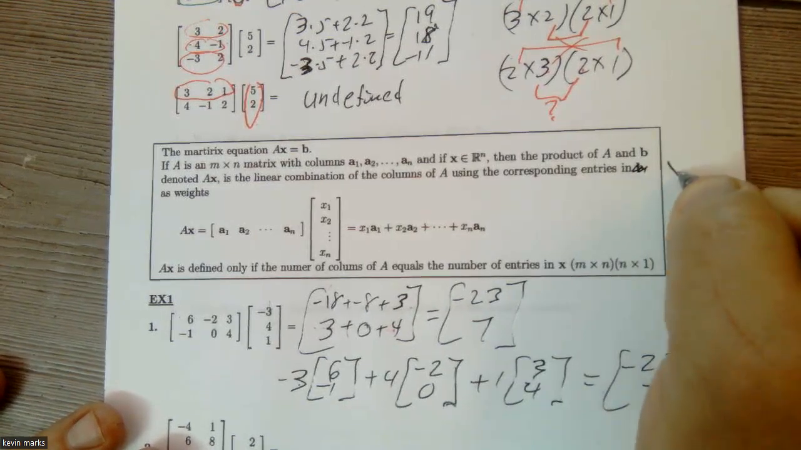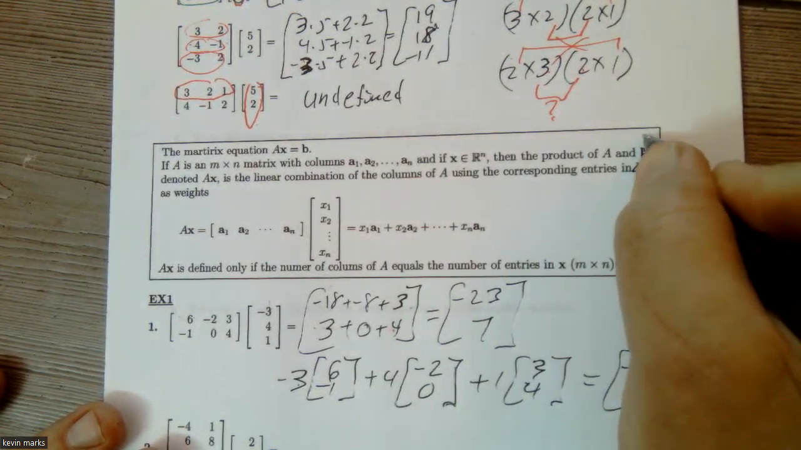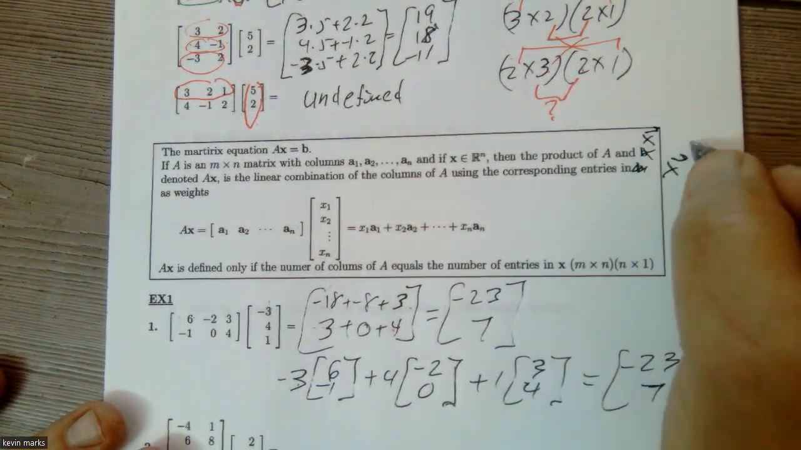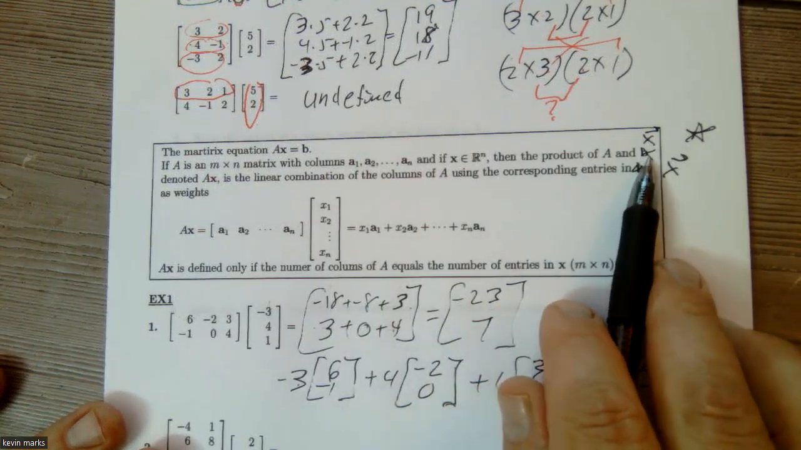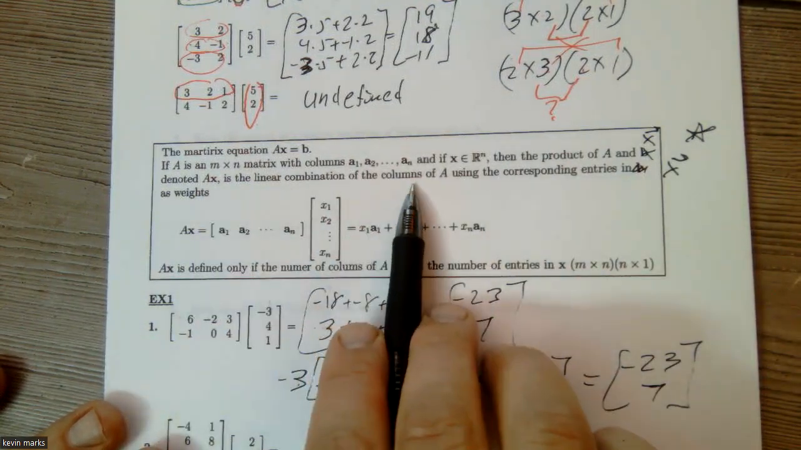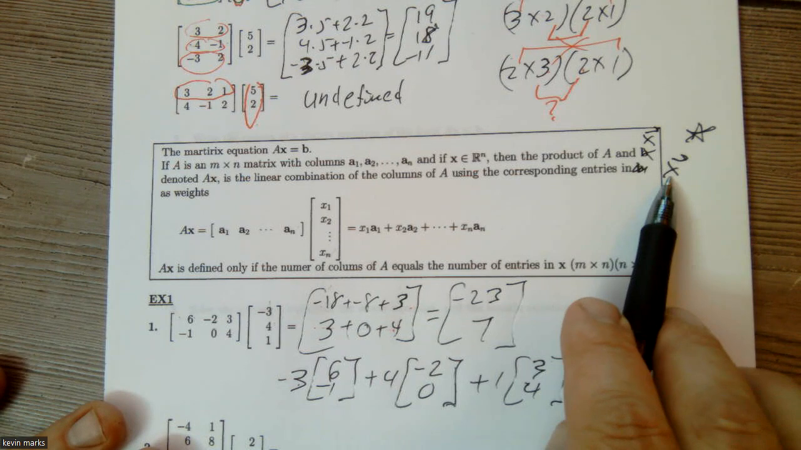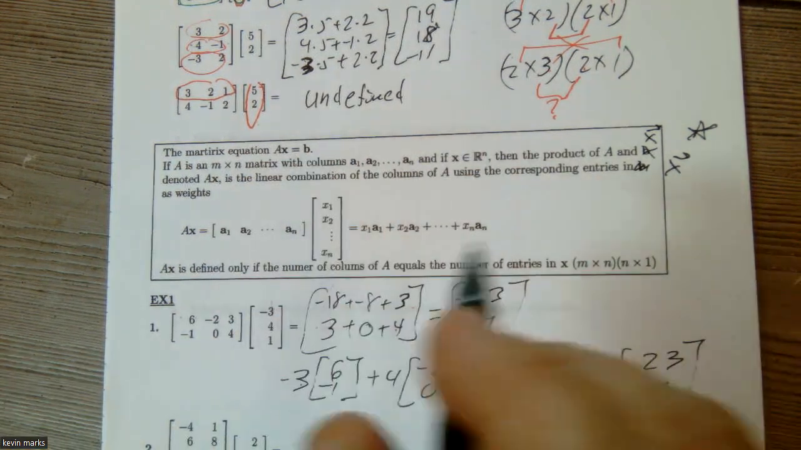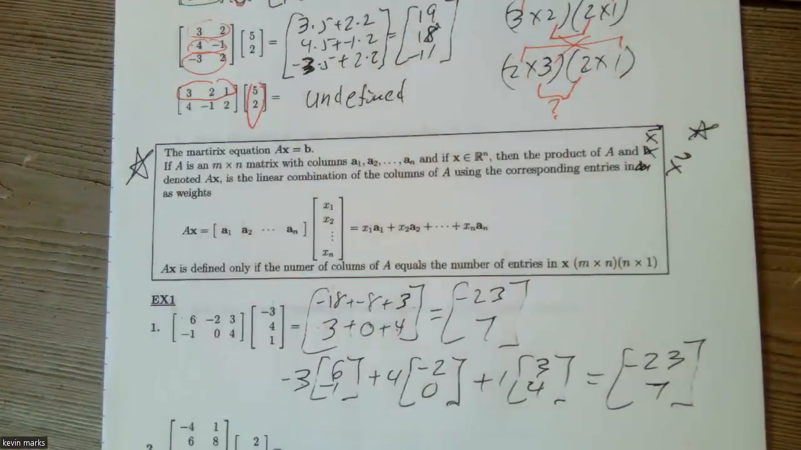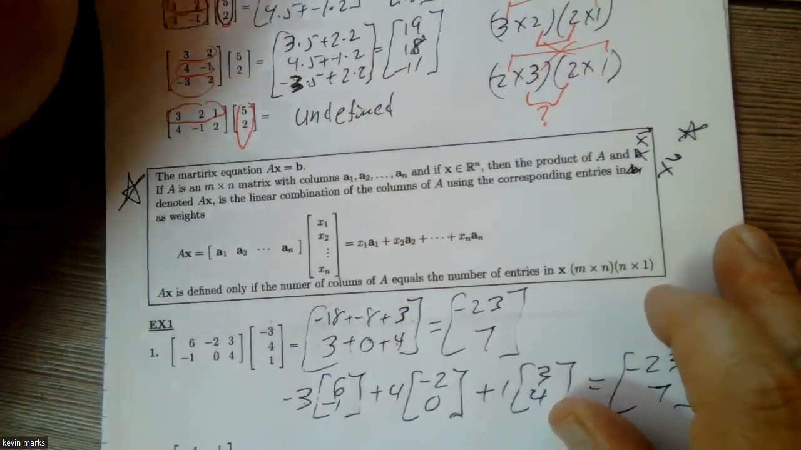So it's a linear combination of the columns of A using the entries of X. That should be X, not B. Oh, the way this was written, this should be X. I will fix that. Sorry, right? And the product of A and X, denoted AX, is a linear combination of the columns of A using the corresponding entries of X as weights, not B. The result is B, right? I'll fix that before I send that out. Anyway, okay, so let's check this out.